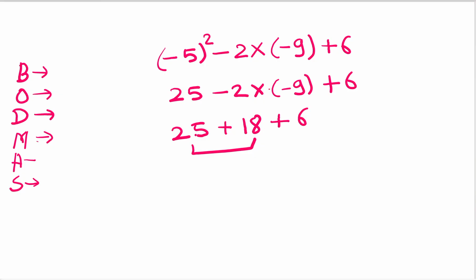So 25 plus 18 is equal to 43, plus 6 is equal to 49. The final answer is 49. So for the given expression in order of operation, the final answer is 49.